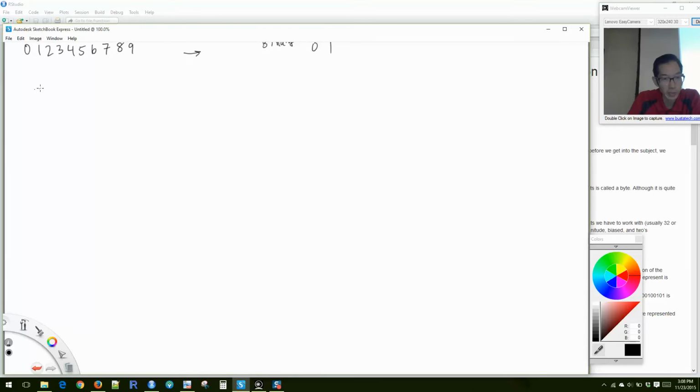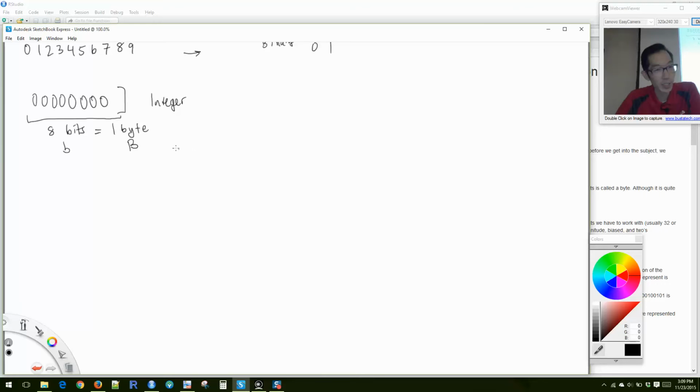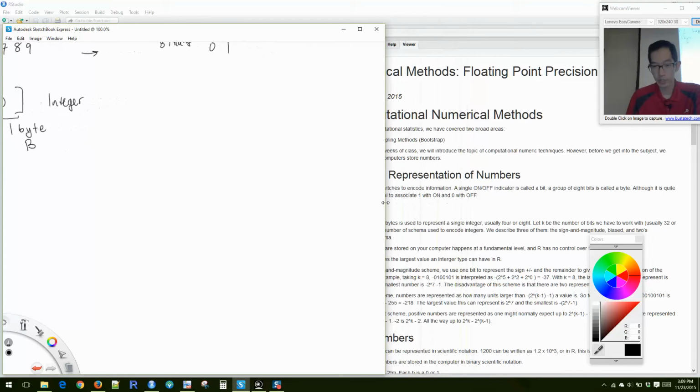We might have 8 bits, so 8 placeholders, 1, 2, 3, 4, 5, 6, 7, 8, and these 8 numbers can be used to represent an integer. So this is 8 bits, which is equal to 1 byte. You use a little b here and a capital B here when you're abbreviating, and we can use this to represent an integer.